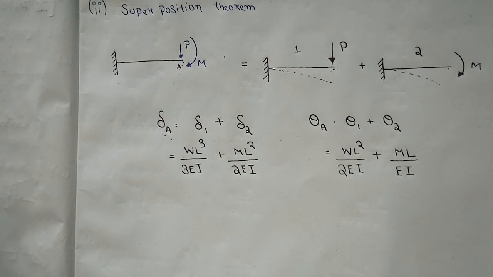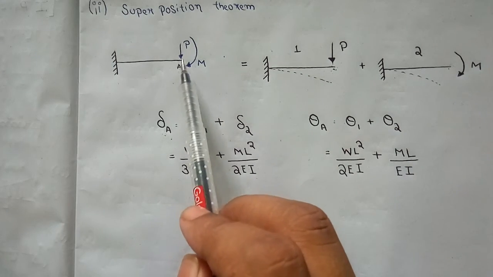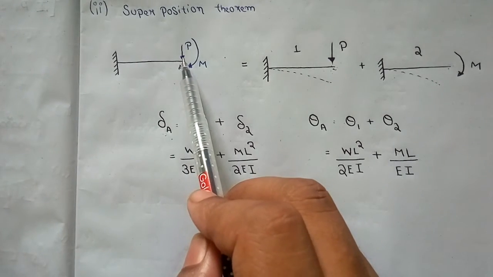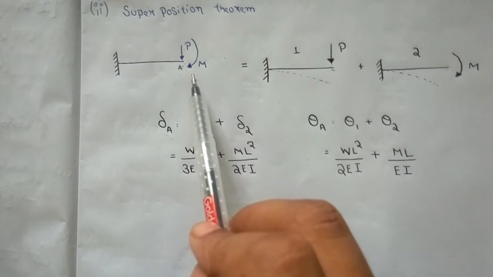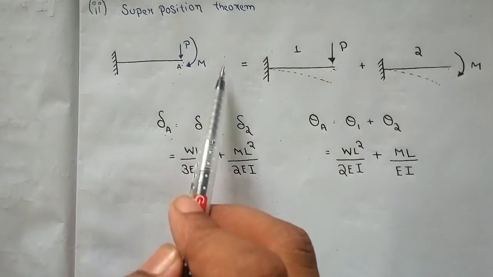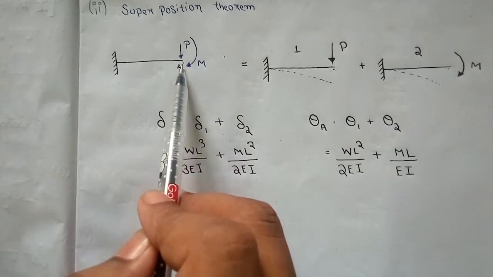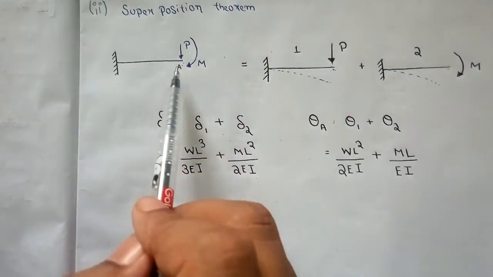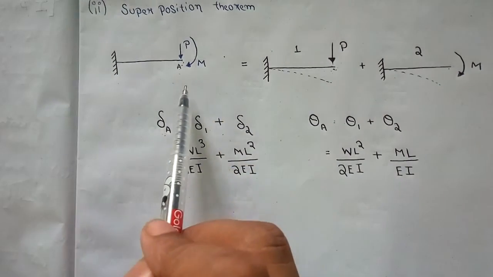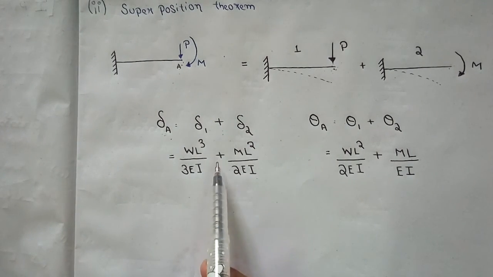One more confusion can be there: here you can see the sign is plus, as both the loads, that is the point load P and the point moment M, are acting in the same direction. Both are trying to rotate this beam in the clockwise direction, right? This point load P will try to rotate it in the clockwise direction, and M is also trying to rotate it in the clockwise direction. Therefore we have written plus here.